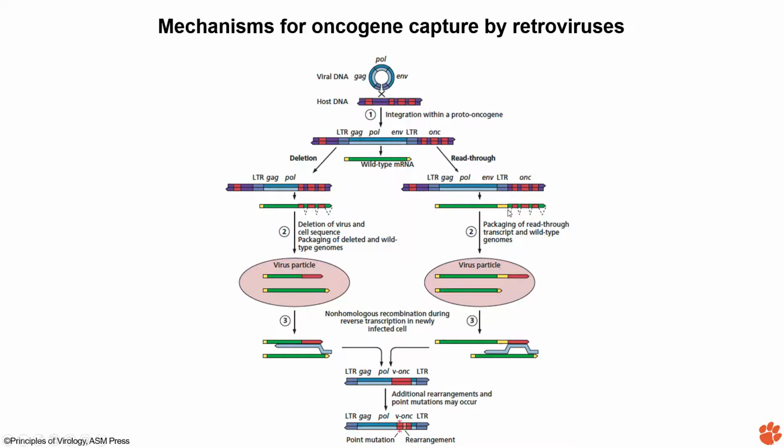On the other hand, the other mechanism that also works is sometimes when the viral mRNA is being made, which is also the genome, there is a read-through through the LTR. So it starts from here, the mRNA is made from here, and it should stop at the end of the envelope.